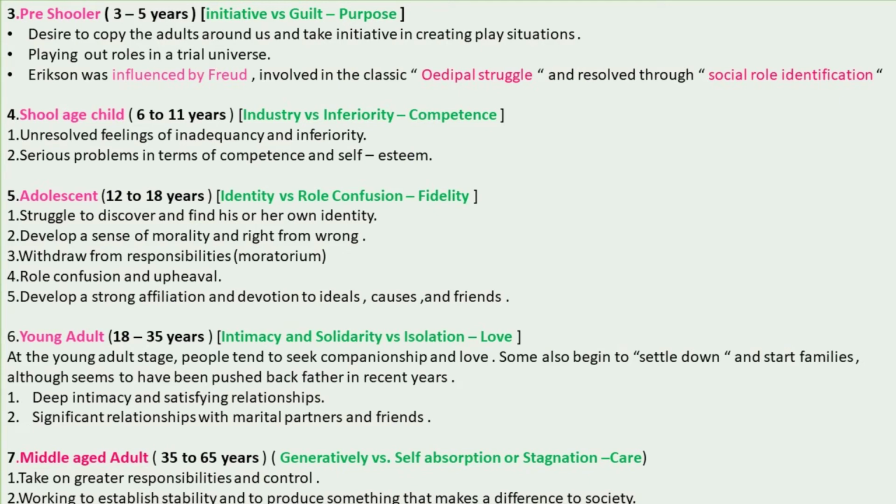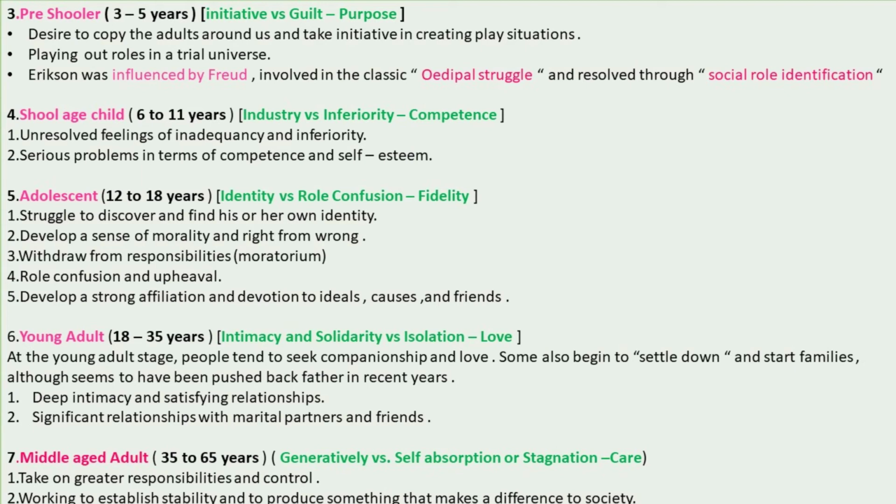Intimacy and solidarity versus isolation, love. At the young adult stage, people tend to seek companionship and love. Some also begin to settle down and start families, although this seems to have been pushed back further in recent years. Deep intimacy and satisfying relationships, significant relationships with marital partners and friends.